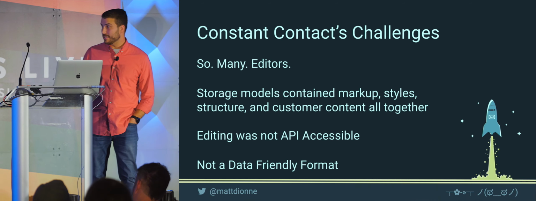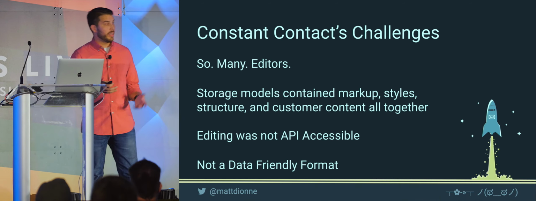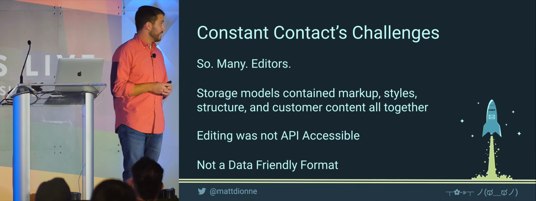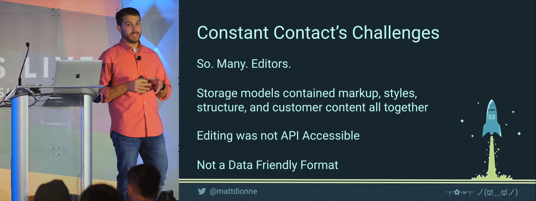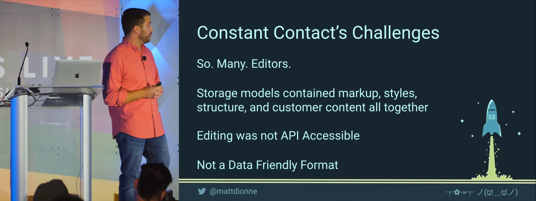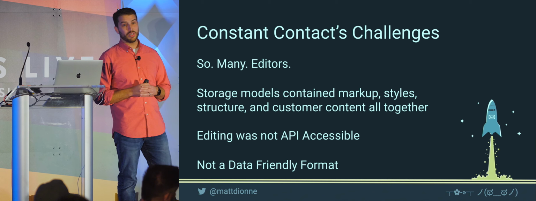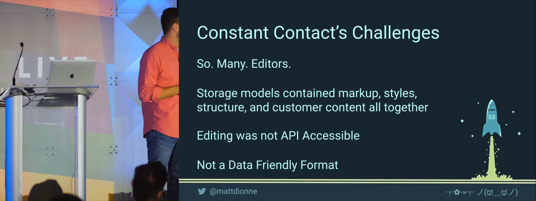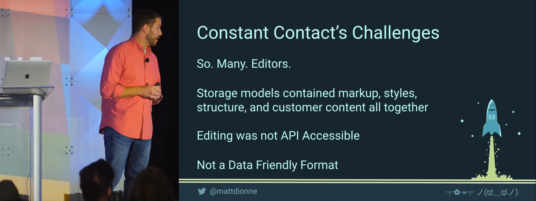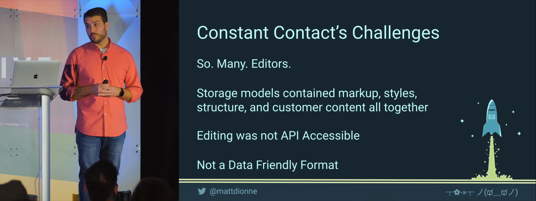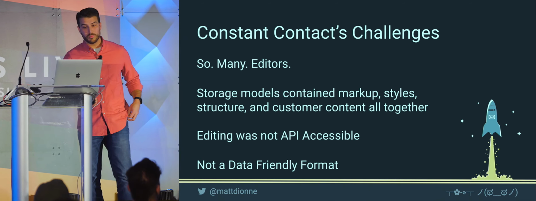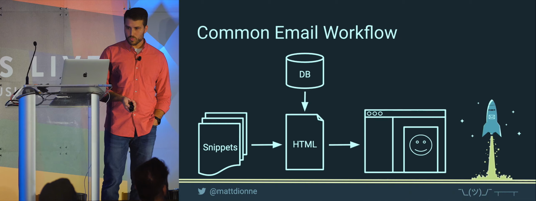The editing was not API accessible. You can, through Constant Contact's API, take a whole HTML file and send it through our syndication. But if you had a campaign that you've already created, there was no way that you'd be able to edit that via the API because it wasn't in a data-friendly format. It's just straight HTML, which is kind of hard.